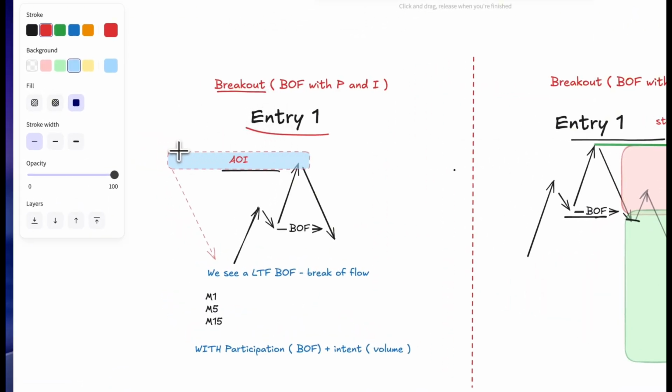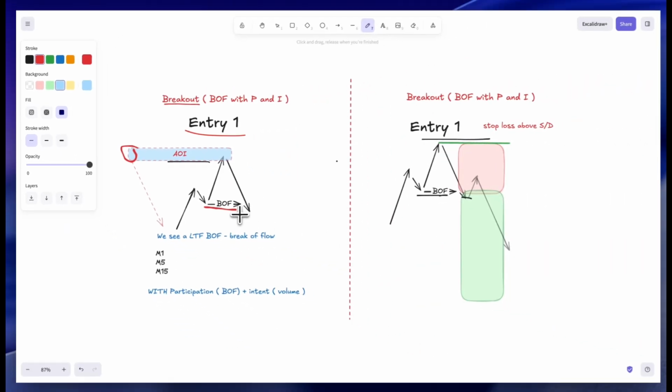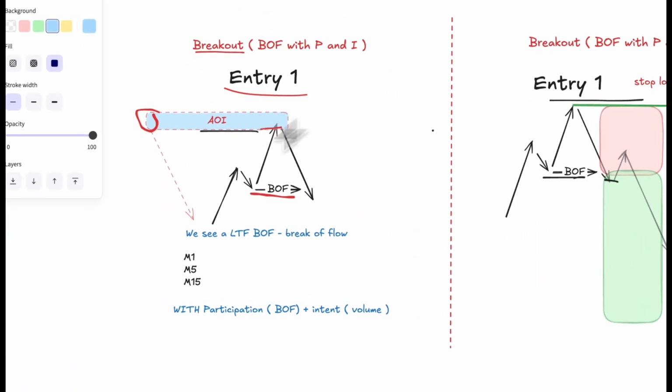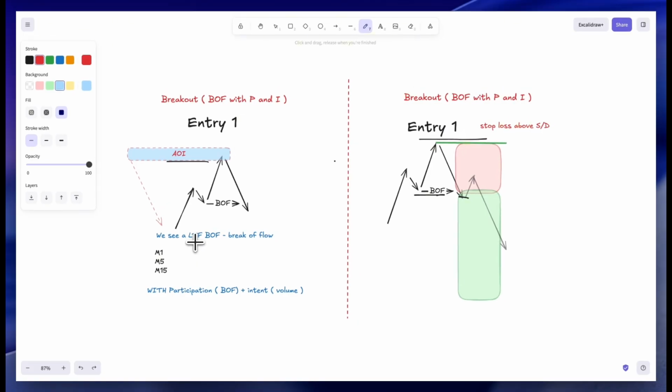So price comes into the area of interest located from your higher time frame, followed by a break of flow or a change of structure, depending on the terms that you use. However, the key distinction is we want to see participation with intent. Now, the break of flow would be the participation because it's switching flow from buying to selling, and intent, which is the volume. So we want to see large candles with imbalance follow from the rejection from the area of interest. It's incredibly simple, and I recommend to take this trade when we see price is very aggressively selling from an area of interest or a high time frame point that you're looking to short from or buy from.